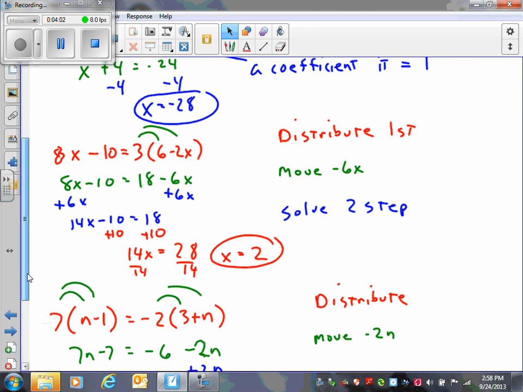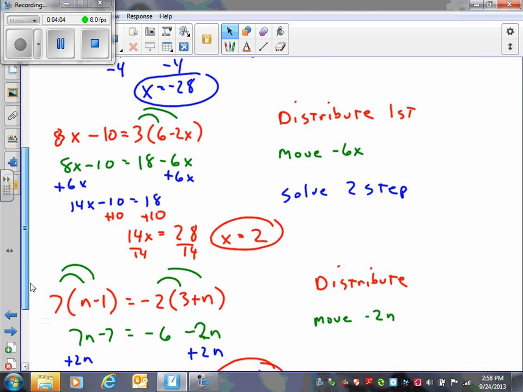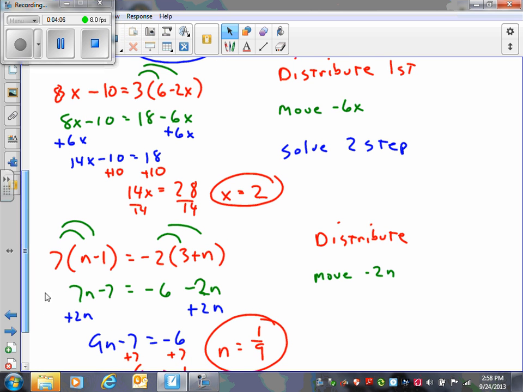Now this next problem, we've got to do some distribution before we can solve it. I've got parentheses. I've got 8x minus 10 equals 3 times the quantity 6 minus 2x.